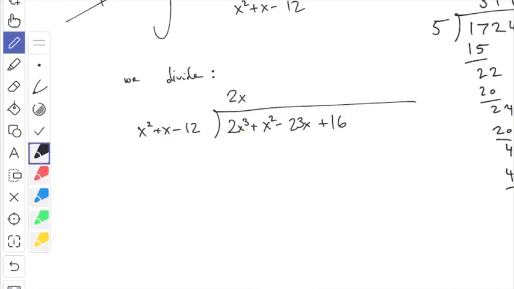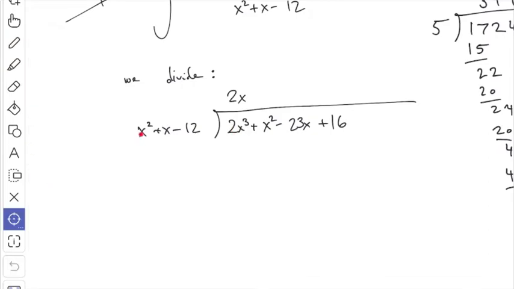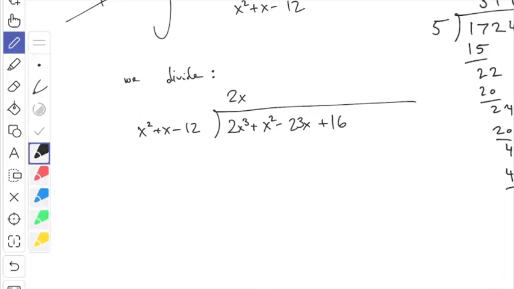You could think of this as dividing if you want. What's 2x cubed divided by x squared? It is 2x. Or another way to think about it is, what do I need to multiply x squared by to make 2x cubed? And the answer is, I need to multiply it by 2x. All right? That's the first step of the division.